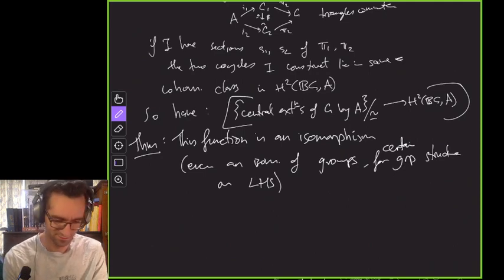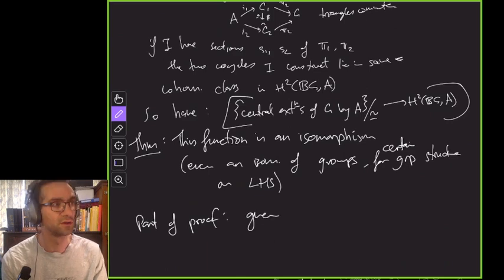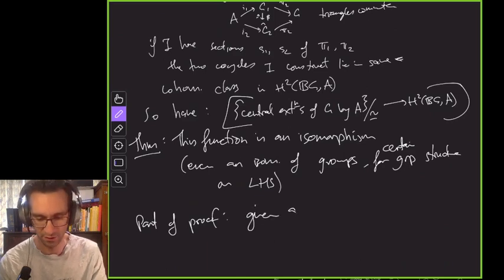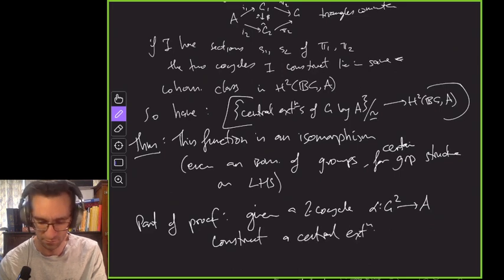So part of the proof is, given a cocycle, well, an element, a 2-cocycle, you want to construct a central extension: A goes to G hat, goes to G.